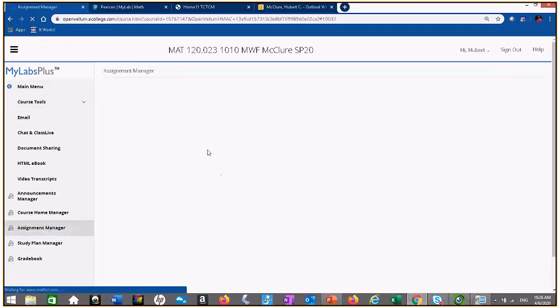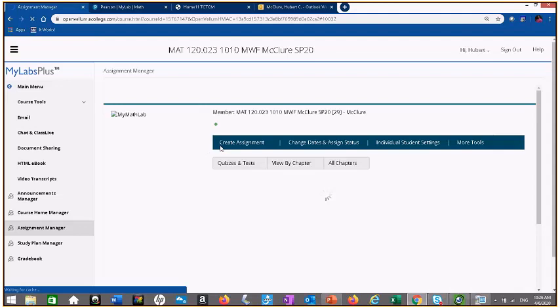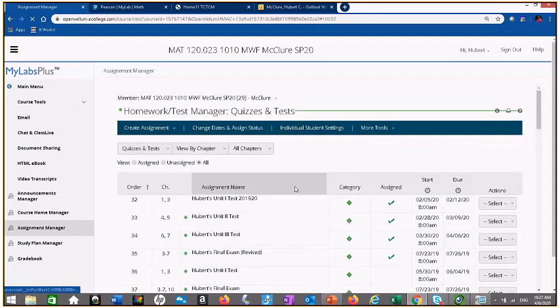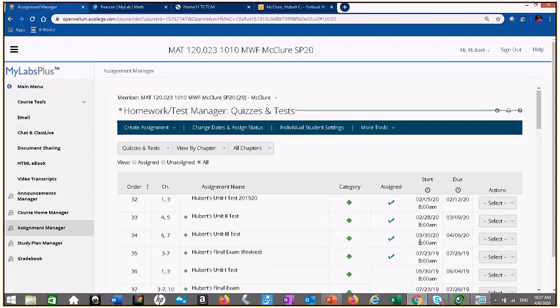And it should be called Unit 3 test. Should be covering 6 and 7. There it is, Hubert's Unit 3 test. Due on the 6th.